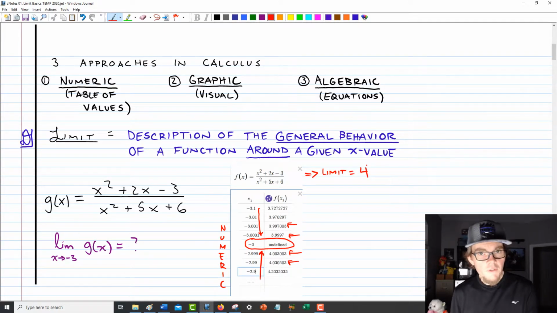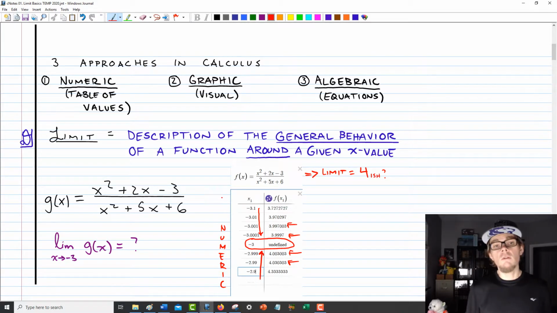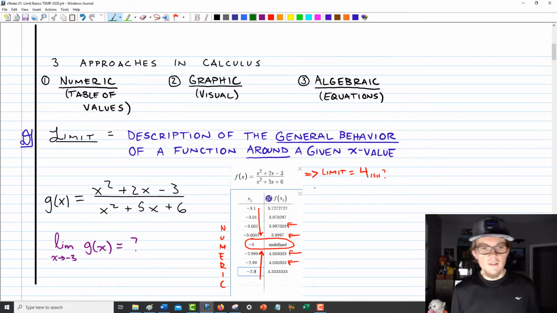And again, we don't know for sure, so I can't write 4. I can say that it's 4-ish, it looks like, but we don't know for sure. But that's at least a good piece of information. So the numeric approach gave us some really fruitful stuff, at least. Likewise, this is going to be very disorganized, I apologize.